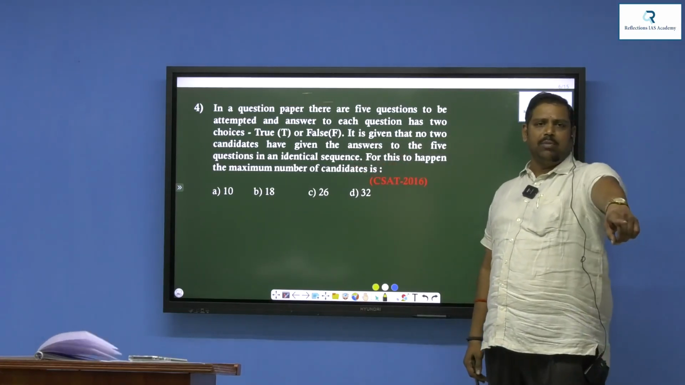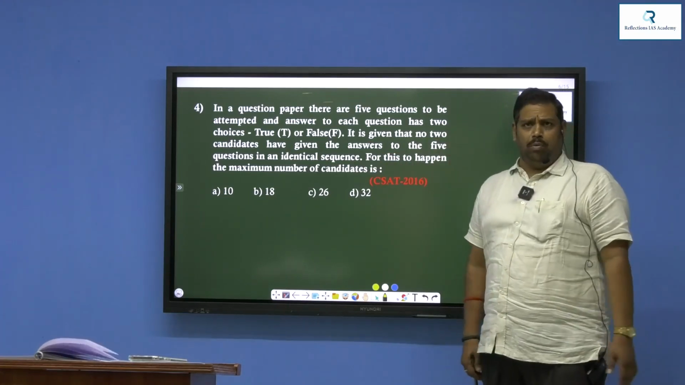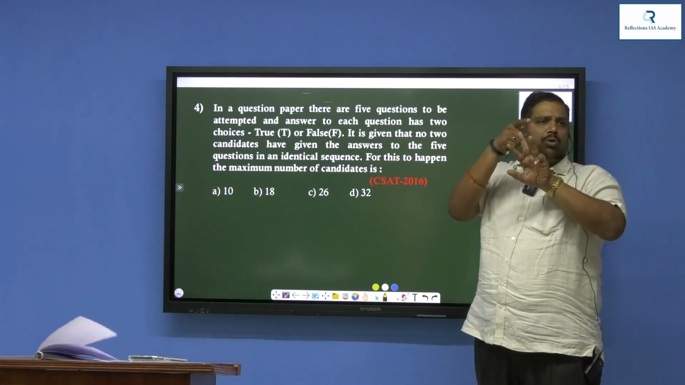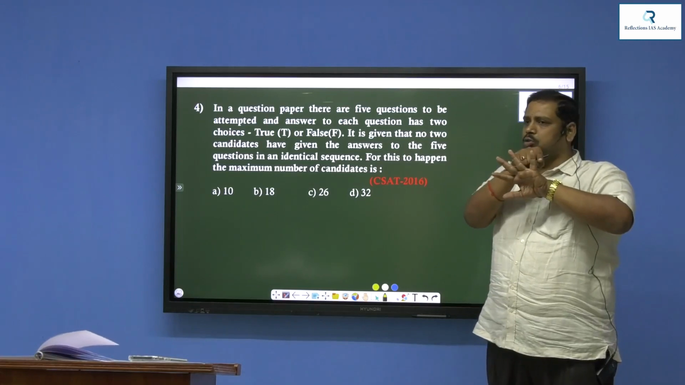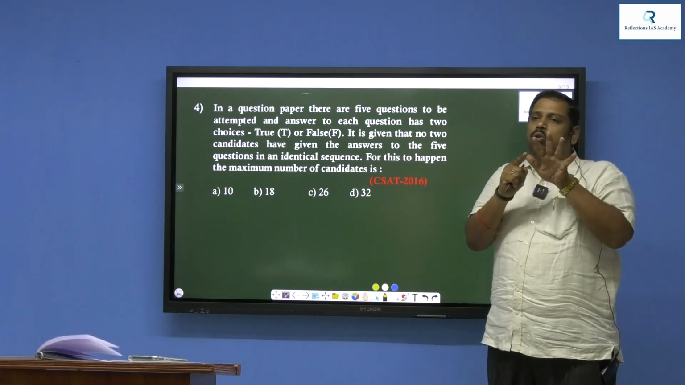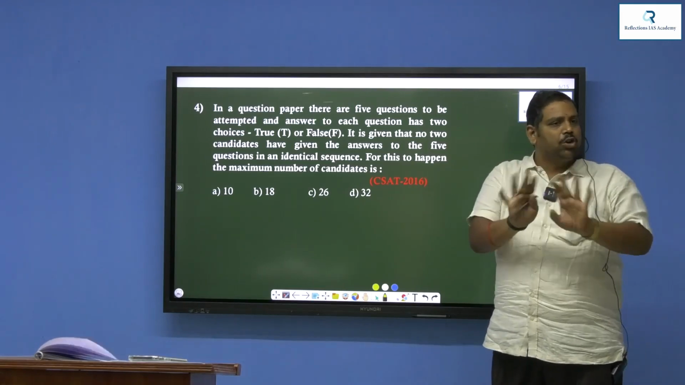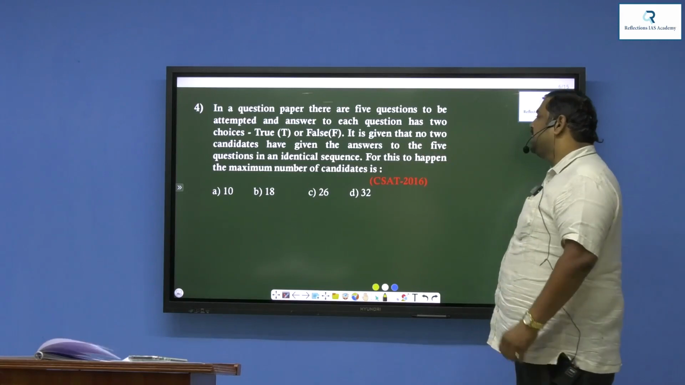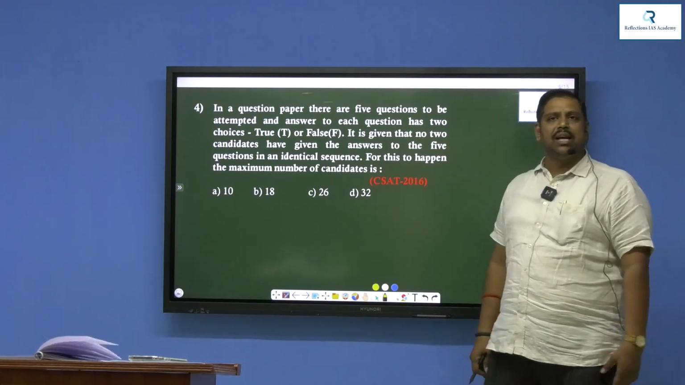She gave all the 5 true means she should not give all the 5 true. Yes or no? Suppose she selected true, true, true, false, true. Then she should not give true, true, true, false, true. But she can give true, false, true, true, true. No problem. Identical sequence should not be given. Okay, good. For this to happen, the maximum number of candidates is. The maximum number of candidates is.